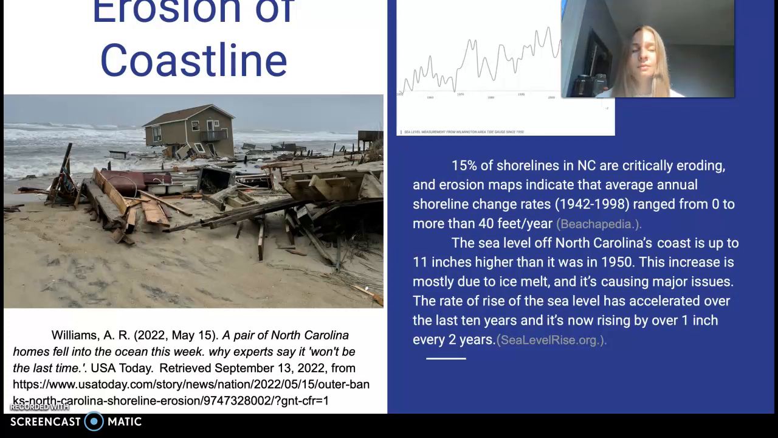The sea level off North Carolina's coast is up to 11 inches higher than it was in the 1950s. This increase is mostly due to the ice melting from climate change, and it causes major issues to the regional landscape. The rate of rise of the sea level has accelerated over the last 10 years, and it is now rising by over 1 inch every 2 years.